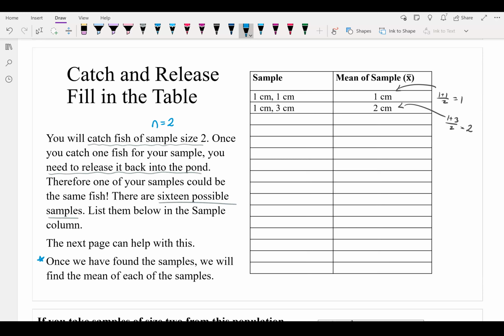Once we found all these samples, we'll find the mean of each of the samples. Every single one of these samples we're taking, which in each of these have a sample size of 2, we're going to get the mean of all of them. And at the end, we're actually going to get the mean of the means. And that's going to be our standard error. But that's getting ahead of myself.